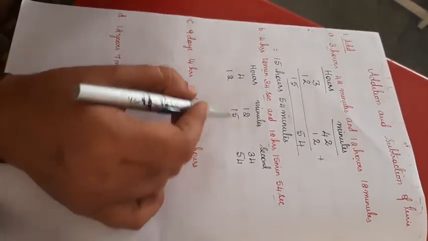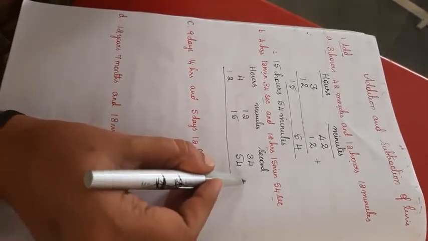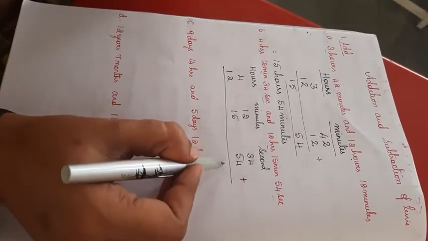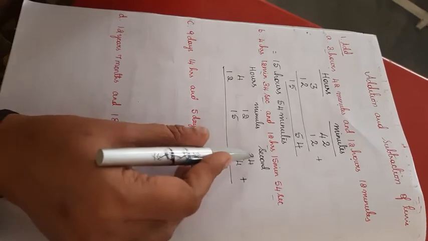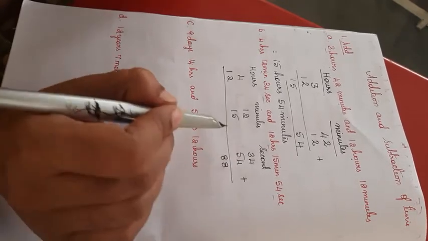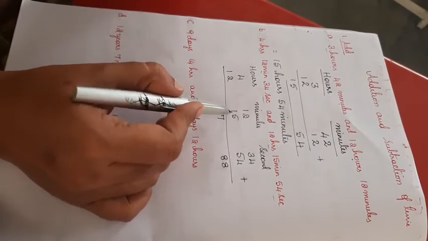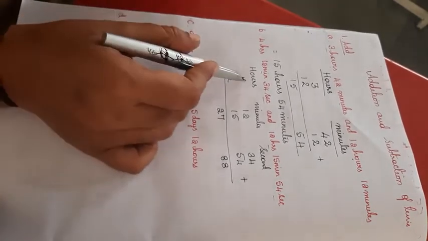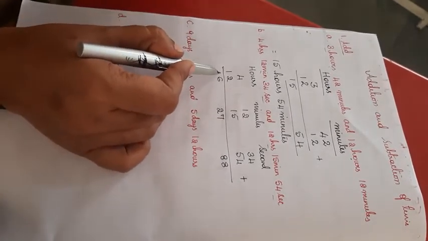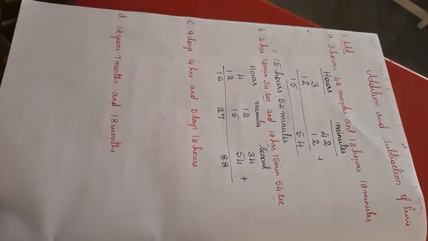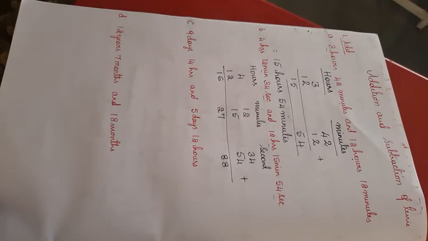Okay, now what should you do? Add. So 4 plus 4 is 8. 5 plus 3 is 8. 5 plus 2 is 7. 1 plus 1, 2. 4 plus 2, 6, 1. So how much answer have you got? 16 hours, 27 minutes and 88 seconds you have got.